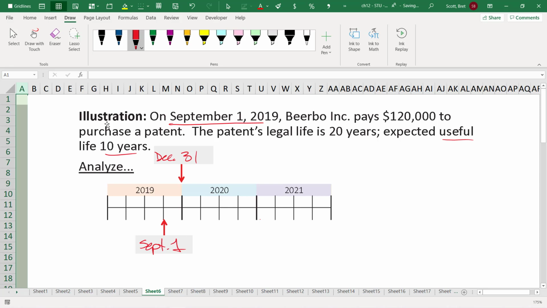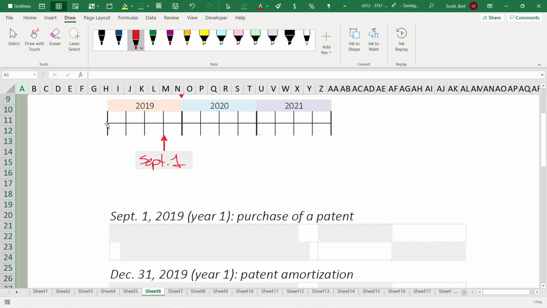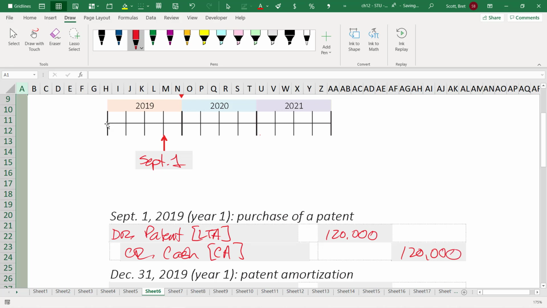So the question comes down to this: if we buy it on September 1st, what would the journal entry be? Down below, we would debit the patent account, which is going to be a long-term intangible asset, for $120,000, and credit cash. We bought it for cash. Current asset, $120,000.